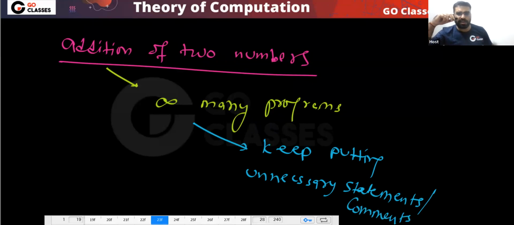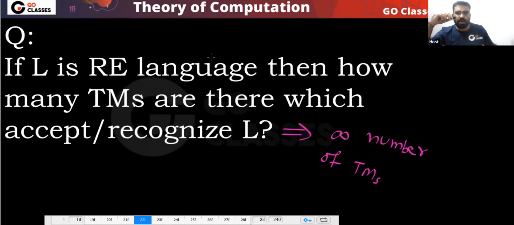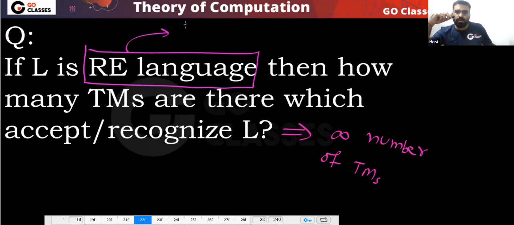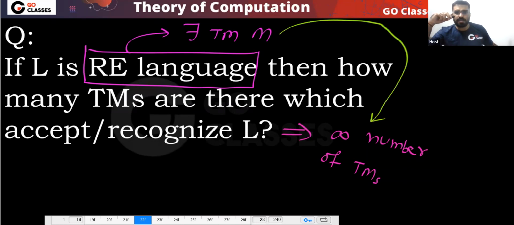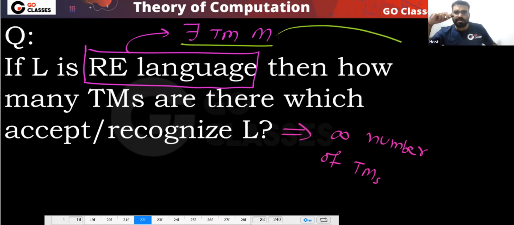So you can create an infinite number of programs. Similarly, if you have an RE language, then there exists a Turing machine, right? Yes or no? If you have an RE language, it means there exists at least one Turing machine. Now from this Turing machine, you can create an infinite number of Turing machines. Is this clear?